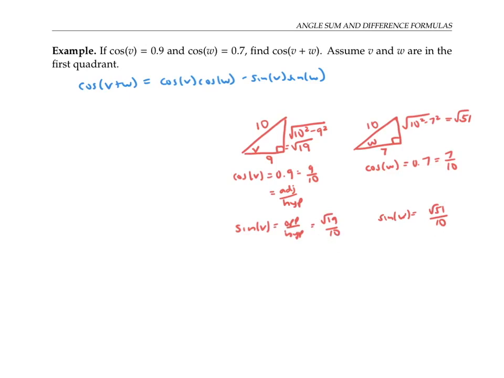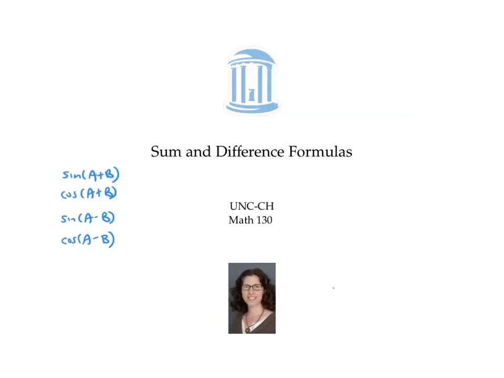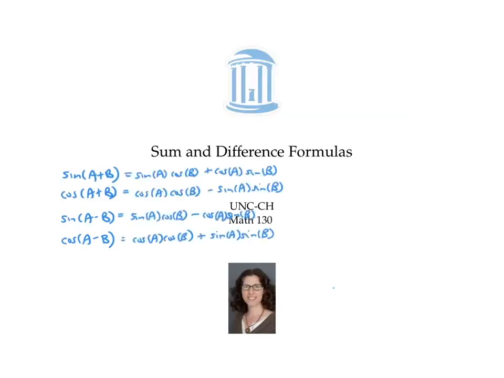Now we're ready to plug into our formula. So we have that cosine of v plus w is equal to 0.9 times 0.7 minus the square root of 19 over 10 times the square root of 51 over 10. Using a calculator, this works out to a decimal approximation of 0.3187. This video gave the angle sum and difference formulas and used them to compute some values. To see a proof for why the sum formulas hold, please watch my other video.